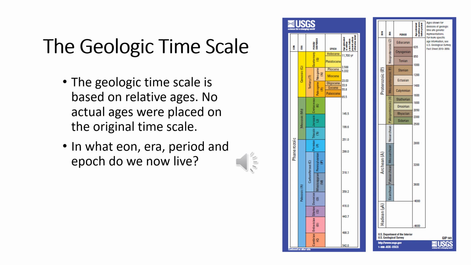When they first put this chart together, they used relative age dating. So they knew that the Precambrian rocks were older than Cambrian rocks, for example. Later on, when absolute dating methods came into being, then we could apply absolute dates to the geologic timescale.